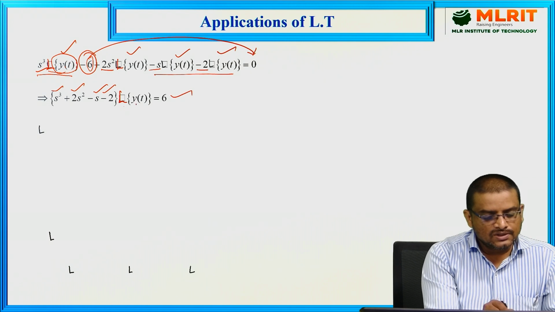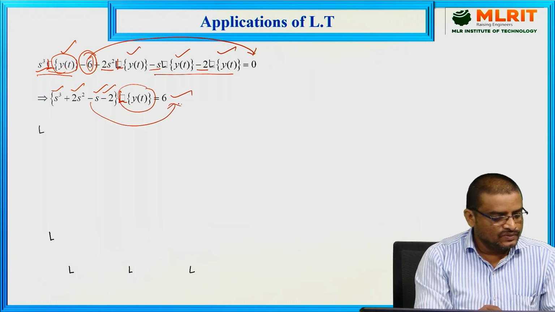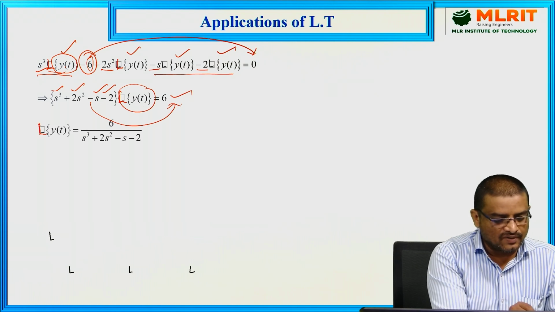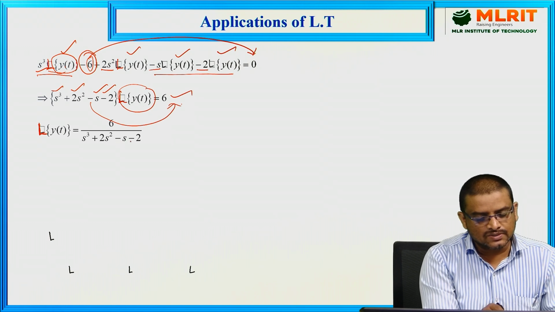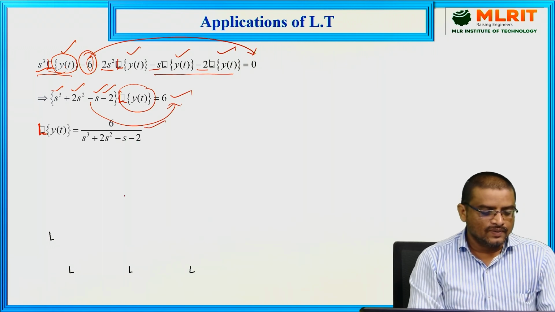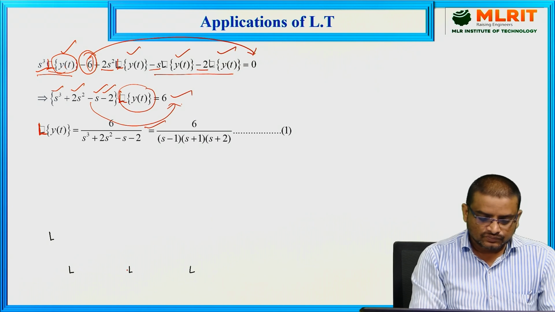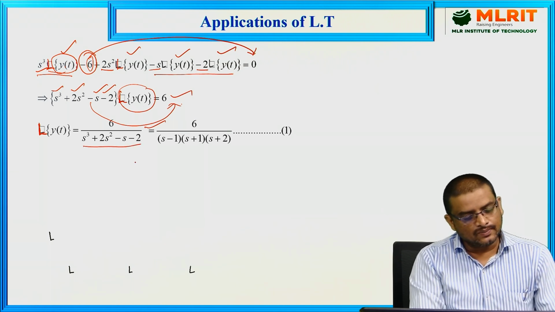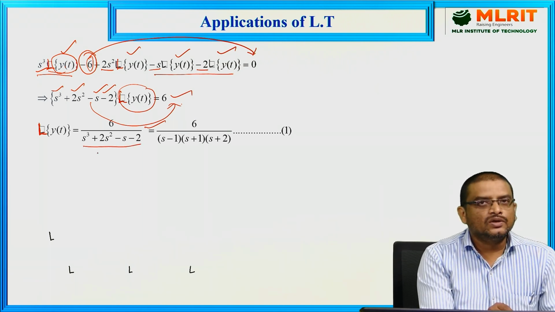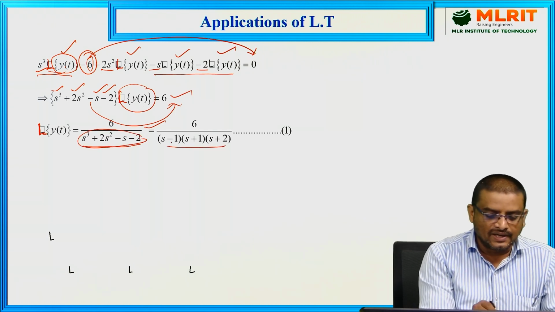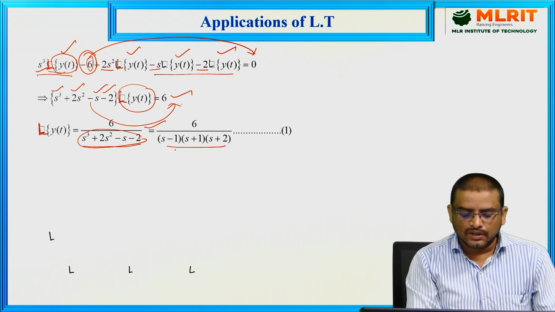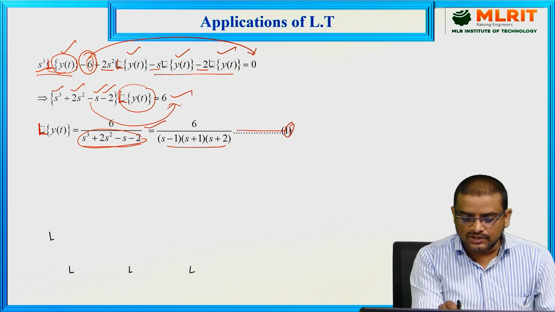Now you keep this Laplace transform of y of t as it is and send this coefficient to this side. So it becomes Laplace transform of y of t is equal to 6 by s cube plus 2s square minus s minus 2. Okay, now since it is a cubic polynomial, try to convert that cubic polynomial in terms of linear factors. For this, you will get linear factors as s minus 1 into s plus 1 into s plus 2. Now you consider this as equation 1.